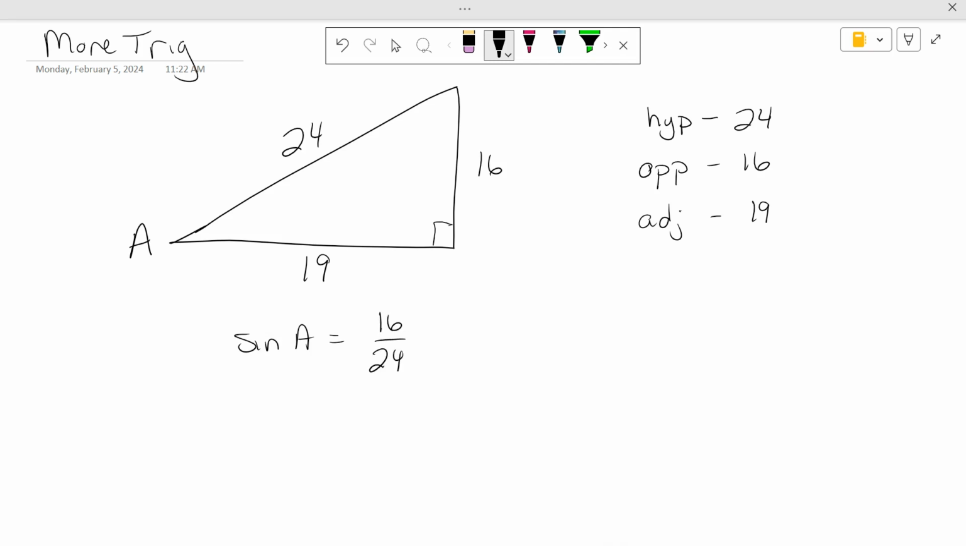16 over 24. If you're told to find the cosine of A, which two numbers would be over the top of each other? 19 over 24. If you're told to find the tangent of A, it would be 16 over 19. So those are the basics, okay? Figuring out what's opposite, adjacent, hypotenuse, and doing sine, cosine, and tangent.